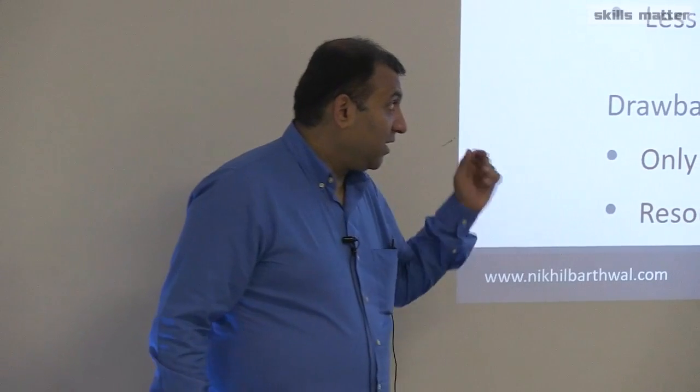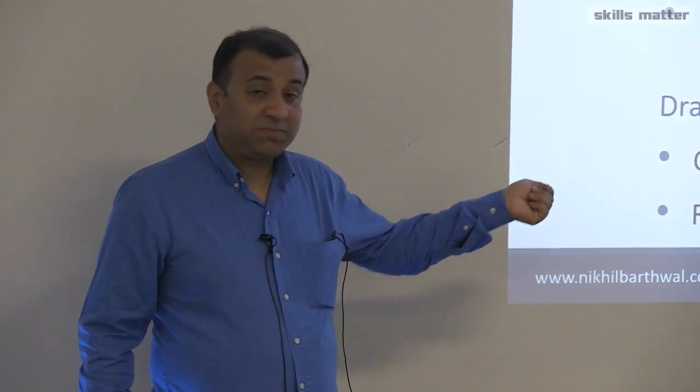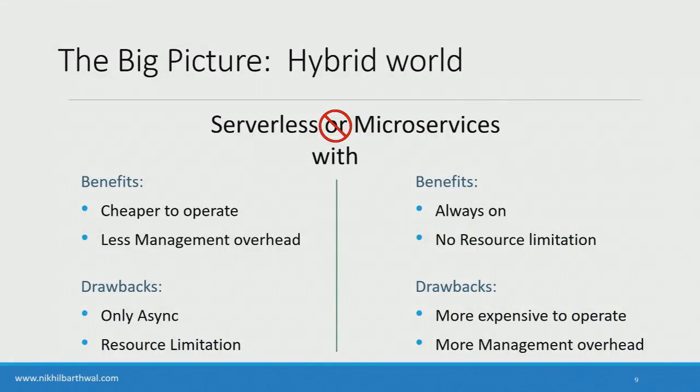There are drawbacks. It's always on, which means it's more expensive. And we know that there is more management overhead. So typically, a real life system would have parts of it implemented as serverless and parts of it implemented as microservice. Rarely do we have systems that are 100% serverless. So there's a hybrid approach. And what are the parts that you want as microservice and what are the parts that you want serverless? Let's actually dig into that.